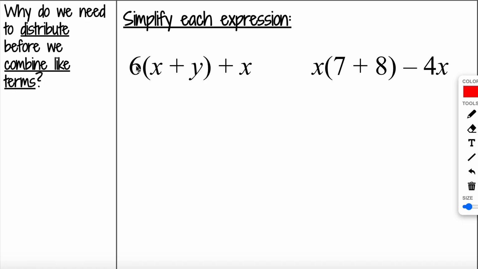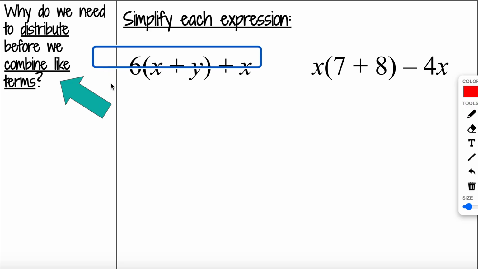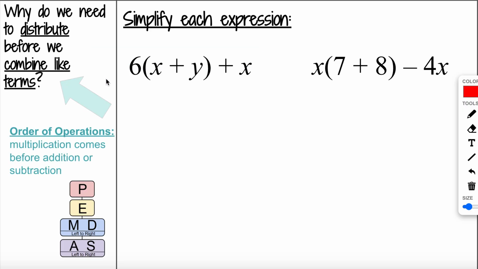So you might be thinking we should probably use the distributive property right here first. And you are right. Let's look at the question on the left. Why do we need to distribute before we combine like terms? One answer to that is because of order of operations. Multiplication comes before adding or subtracting. So we definitely want to multiply this 6 by x and y before we do any adding or subtracting. So let's give it a try.